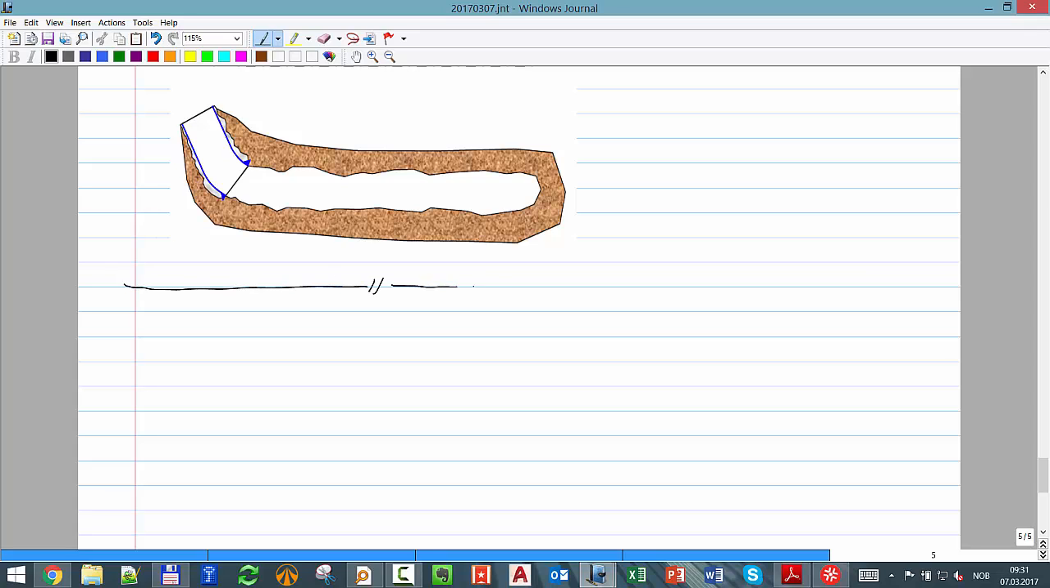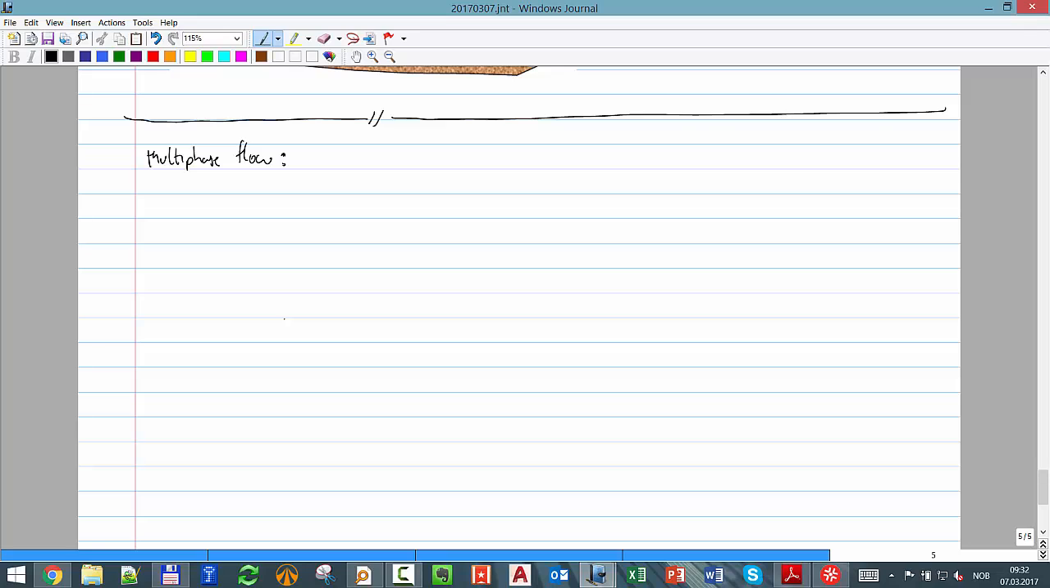It took more time than expected, but now we go to multiphase flow. And as I told you, the most common case is that we have multiphase flow in the wellbore. We have multiphase flow in the tubing. And why is that?